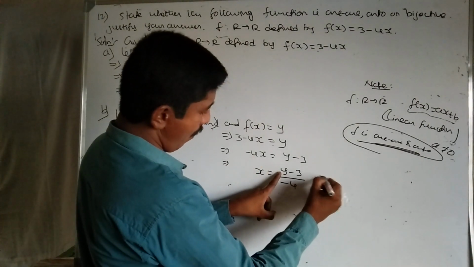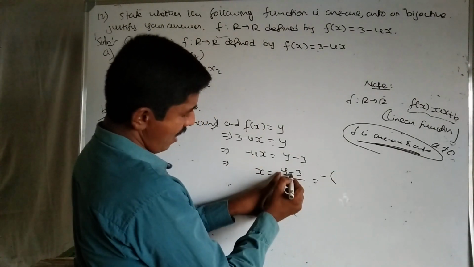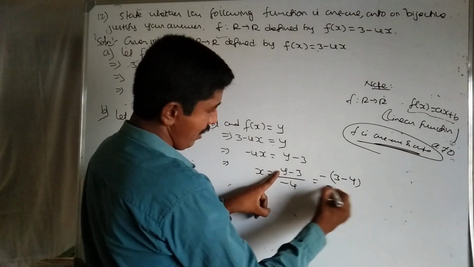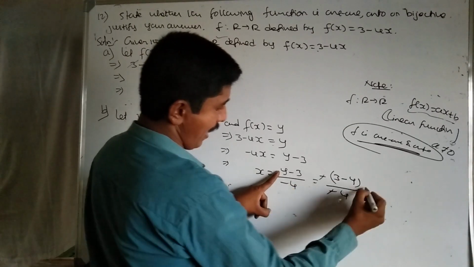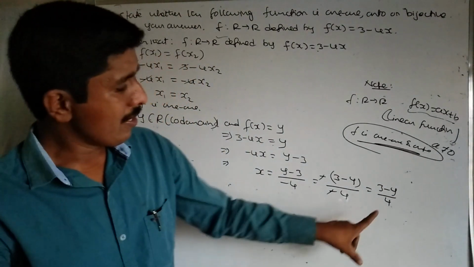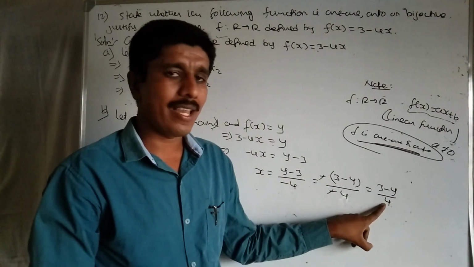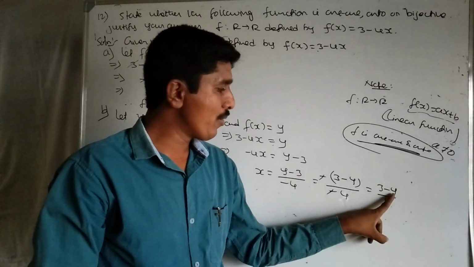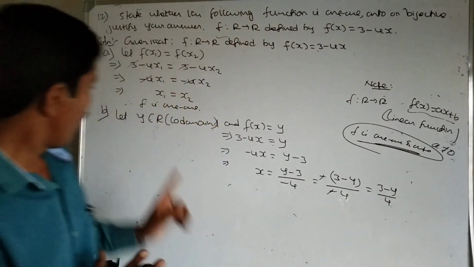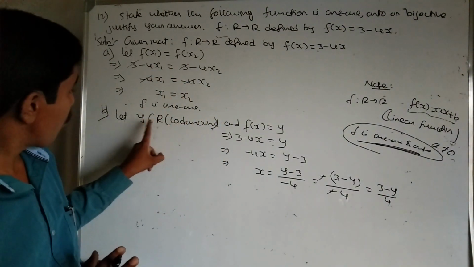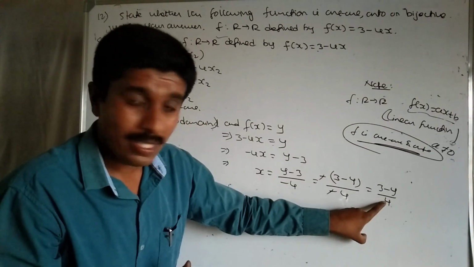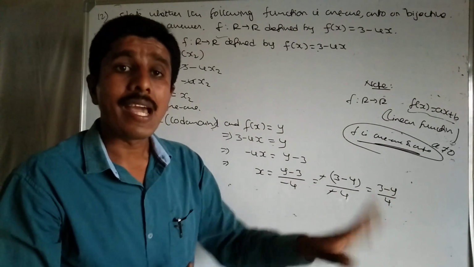Here I am taking minus as a common factor in the numerator. Minus common, remaining plus 3. In plus, minus common, remaining minus y, divided by minus 4. Minus minus gets cancelled: (3 minus y) divided by 4. Mind it, the denominator is non-zero, so for any real number y, the ratio is a real number. Here y belongs to R, the codomain, so y is a real number.